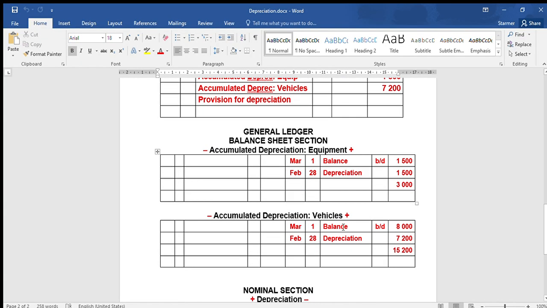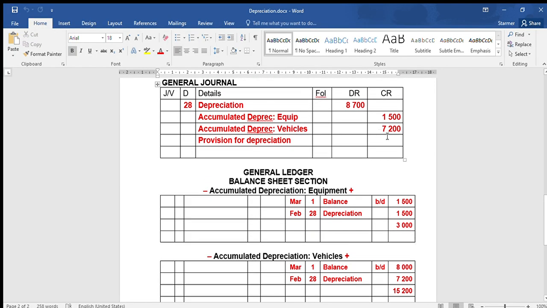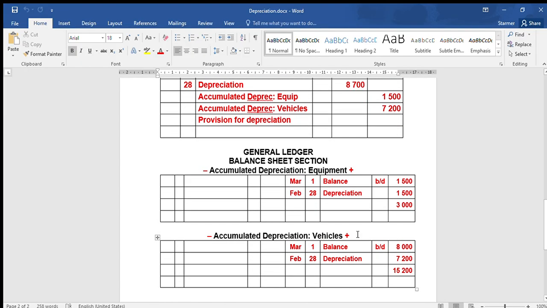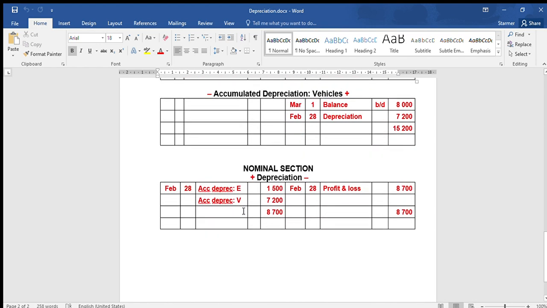The same thing is going to happen with vehicles. You start off with the balance and the trial balance, and then you're going to credit it with another 7,200, which will increase your accumulated depreciation. And then in your nominal section, your depreciation, we're going to debit that, but we need to have two contra accounts, two other accounts. So you need to split up here accumulated depreciation of equipment and accumulated depreciation on vehicles.